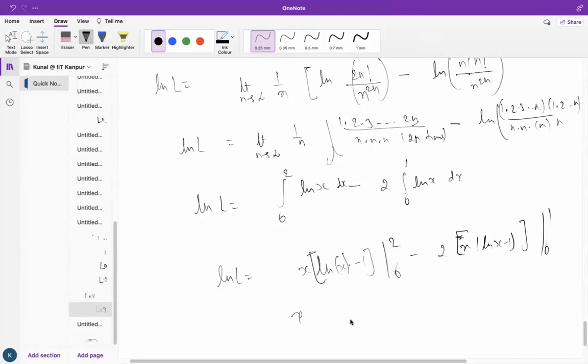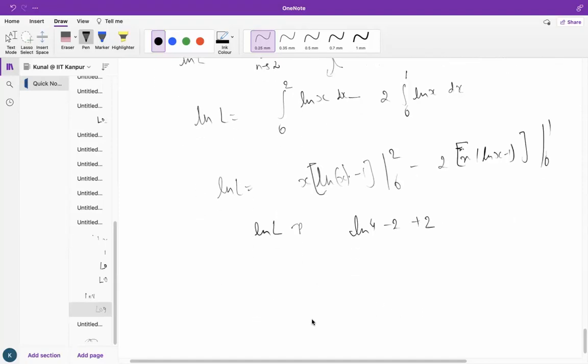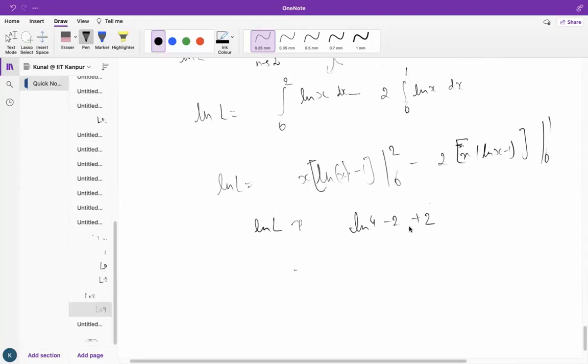So on inserting the limit, what do we get? We get ln 4 minus 2 plus 2 ln L. So here we get this 2 cancelled, and we get L is equal to 4. This is our final solution. Right. I hope you all understand what I'm doing here.